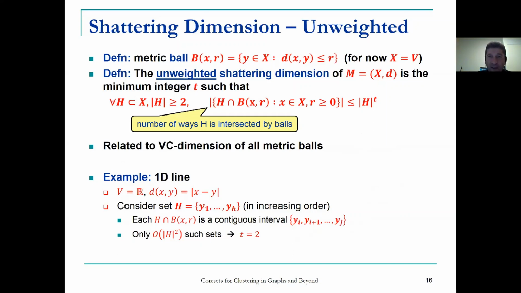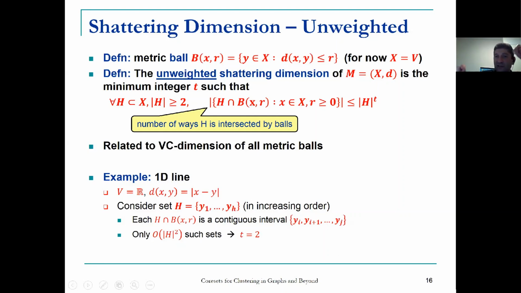If you want to talk about the shattering dimension, then let me try to say something about this. You look at something like the VC dimension, but of balls, metric balls. So you take an arbitrary metric ball in the space, denoted here on the top. Then the unweighted shattering dimension is, you take an arbitrary set H, and you try to intersect it with all possible balls. You want to say the number of different ways you can get intersections with balls, the outcomes, is only the cardinality of H to the T. If you have this bound, then the shattering dimension is only T.